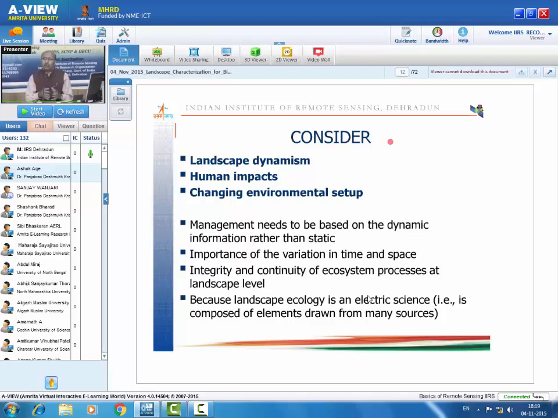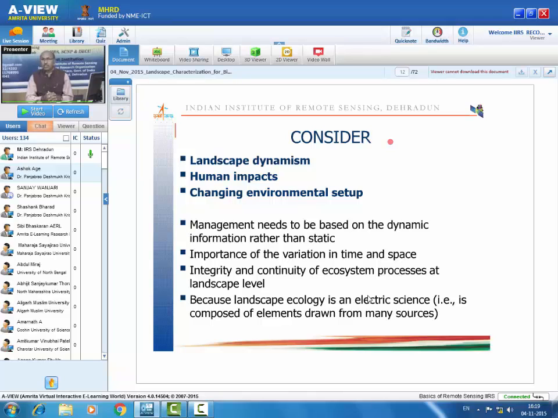And when I have told all these things, that means we need to consider a few parameters. One is the landscape dynamism. That means any forested landscape, maybe any part of our country, is very dynamic. That means it has dynamism in the number of species. It has dynamics in terms of the phenology. It has dynamics in terms of the forest types. That means the landscapes which you find are very different. That's what I told you, there are 220 types of forest, and each one can be a landscape. And then human impacts are very important.